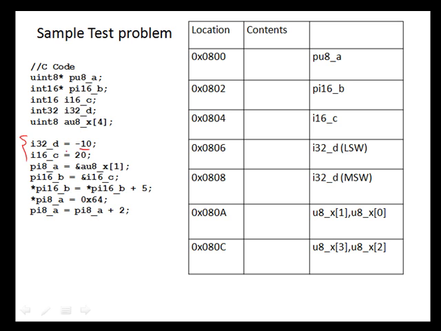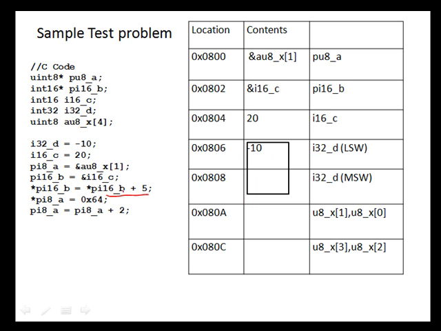First thing we're going to do, we're going to assign -10 to D. So these 2 words of memory will have a -10. We'll write the hex value later. Then variable C is going to be assigned the value 20. So C is going to have the value 20. Pointer A is going to be assigned the address of x[1]. So pointer A here is going to have the address of x[1]. Pointer B is going to have the address of this 16-bit variable C. So pointer B is going to have the address of variable C.